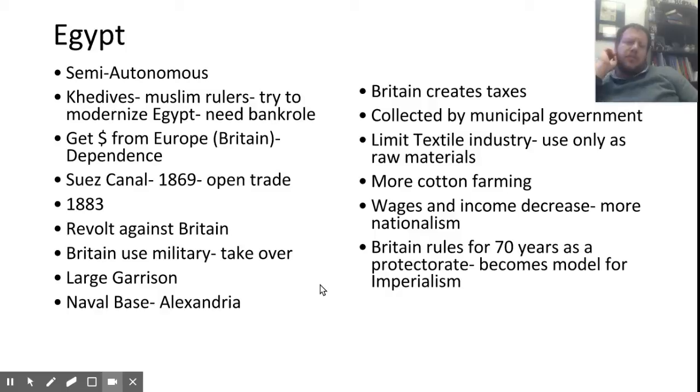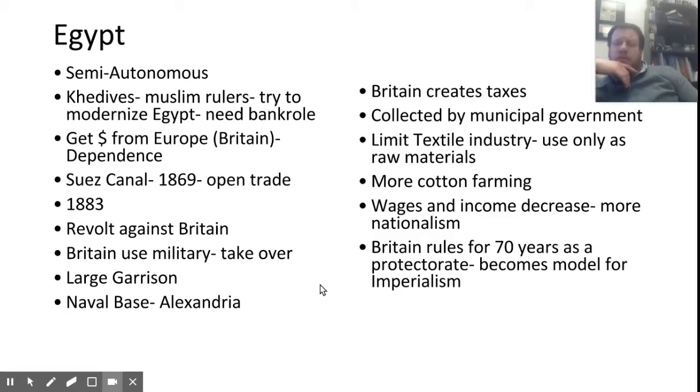The Khedives, the Muslim rulers, really wanted to modernize Egypt. They needed all this new industry, and they needed money because they didn't have the bankroll to do it. Well, who has a bankroll? Britain has a bankroll. The thing is that when they started getting money from Britain, they had to make sure they were working with Britain all the time. If they went against Britain, the money gets cut off. And so they become dependent on Britain for that cash. So we start seeing projects like the Suez Canal, all those kind of things happen. The open trade, funded by the British and the French, but Egypt kind of owes it to them because they give them the money. Well, eventually this thing starts going south, and Egypt tries revolting in 1883.